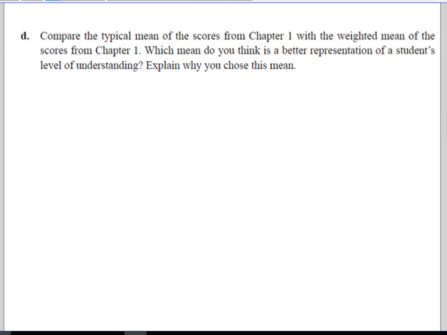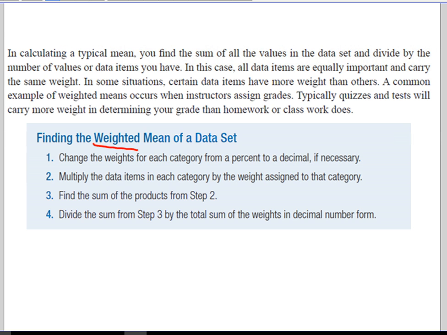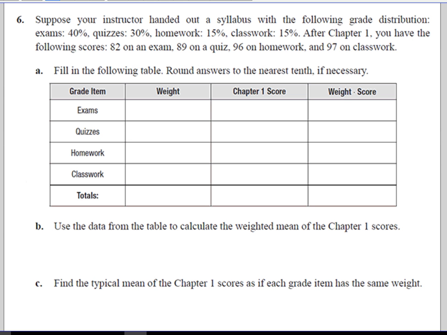Compare the typical mean scores from chapter 1 with the weighted mean of the scores from chapter 1. Which mean do you think is better? Oh, that skipped part of the question. There we go.